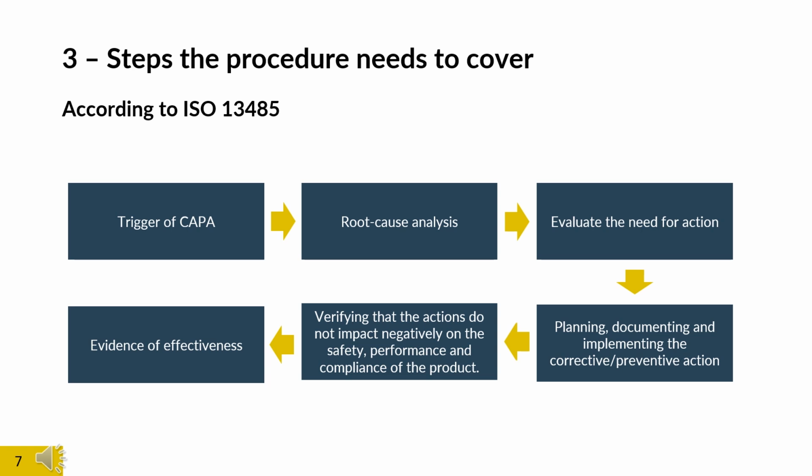The next step is planning, documenting, and implementing the corrective or preventive action. The 5th step is verifying that the action does not impact negatively on the safety, performance, and compliance of the product. And the last requirement is to show evidence of the effectiveness of said actions taken.